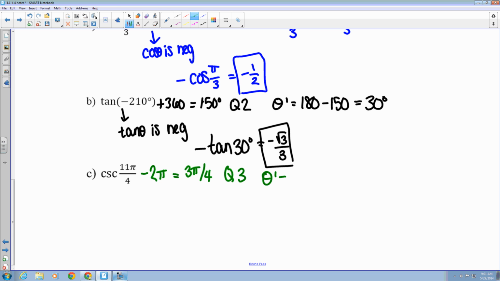Okay, so find theta prime. I do 3 pi over 4 minus pi. It's the other way around. Oopsies, my apologies, because pi is bigger. 3 pi over 4 is also not in quadrant 3, is my problem here. It's in quadrant 2. So pi minus 3 pi over 4 is pi over 4. And in quadrant 2, ASTC, positive.